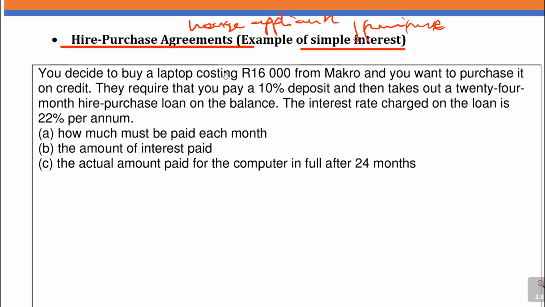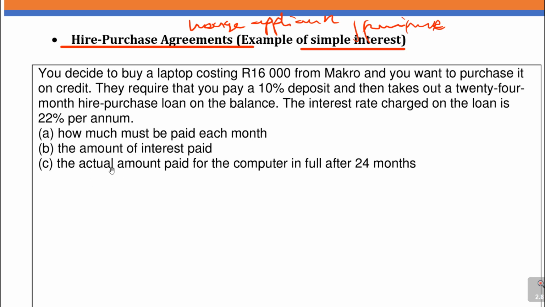Says you decide to buy a laptop costing 16,000 from Macro and you want to purchase it on credit. They require that you pay a 10% deposit and then take out a 24-month hire purchase loan on the balance. The interest rate charged on the loan is 22% per annum. Number 1, how much must be paid each month? The amount of interest paid, the actual amount paid for the computer in full after 24 months.